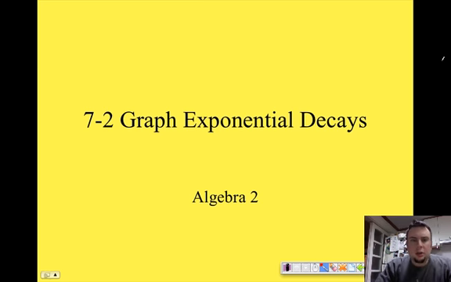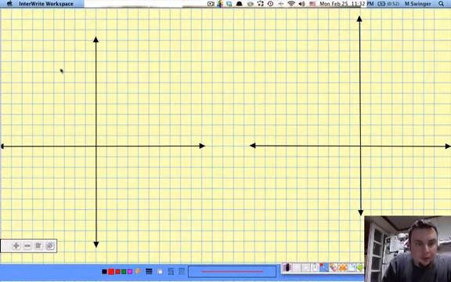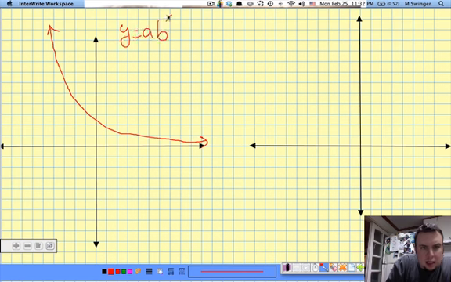Alright, let's draw a picture here. What does an exponential decay look like? I already showed you that. So it starts something like this. Starts with a lot of things and it goes down, decays. Goes down, down, down, keeps on going until it gets closer and closer to the x-axis. Alright, so this is y equals ab to the x. Actually, both of these are y equals ab to the x.